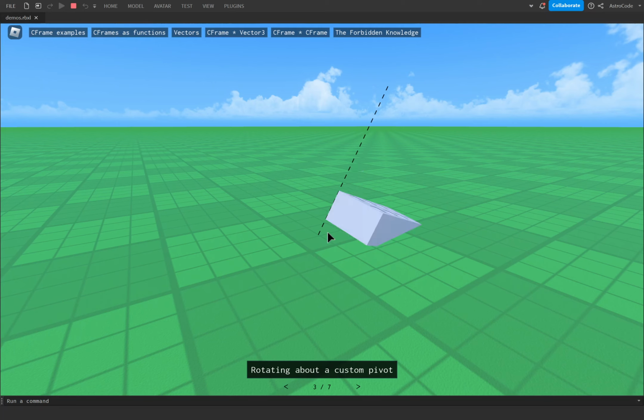The question is in the chat, do they use quaternions for the rotation? No, I'm just using good old-fashioned C-frames here. You can pretty much do the same thing with C-frames as you can with quaternions. Is that strictly true? Probably.